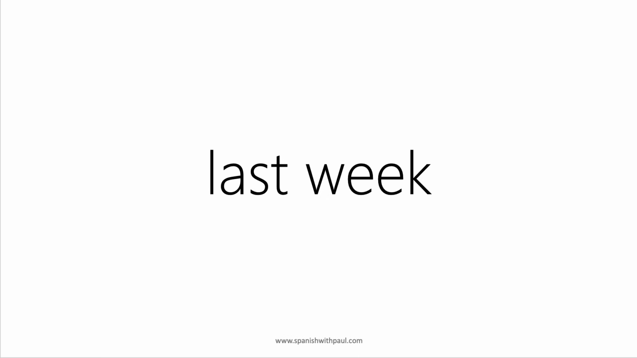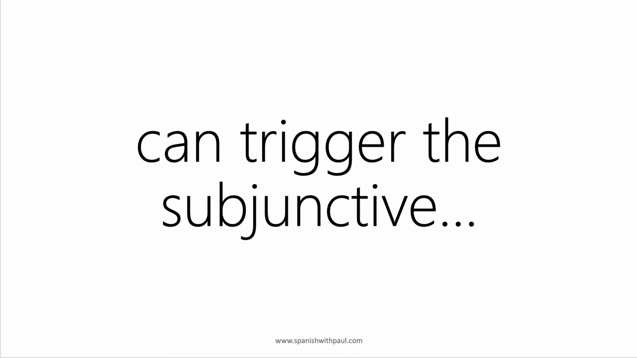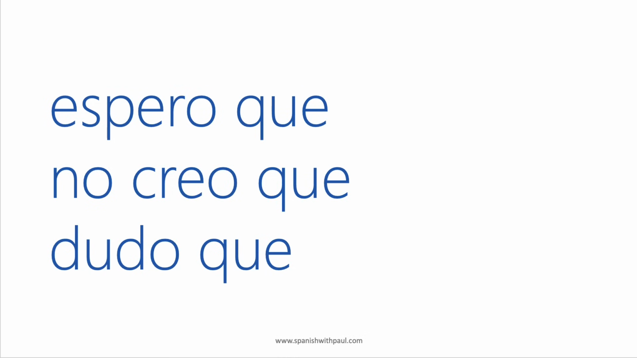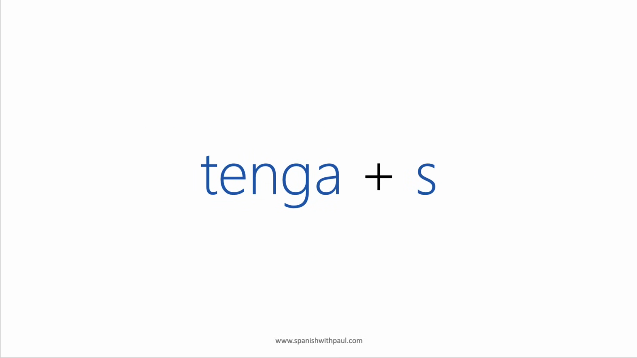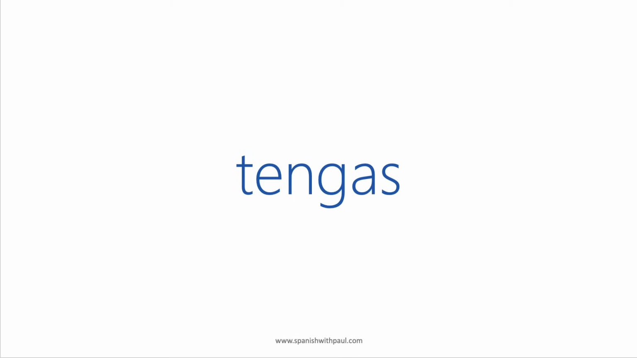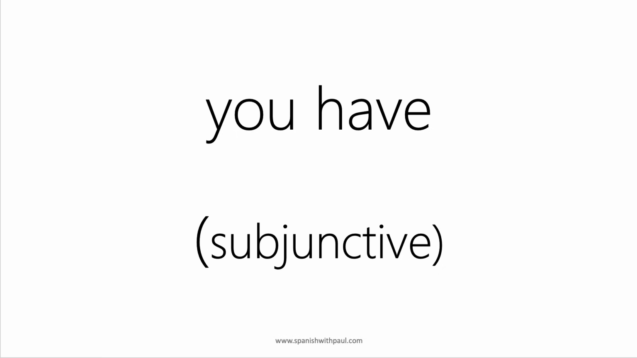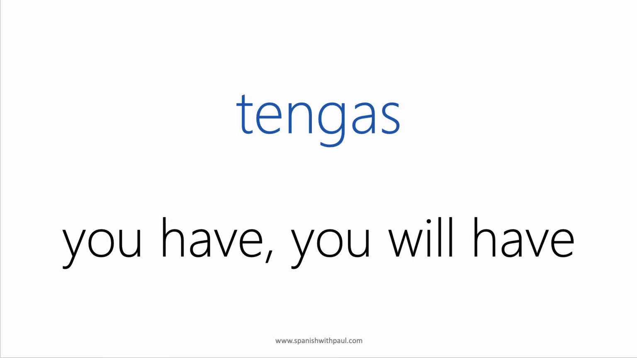Last week, we saw how three phrases can trigger the subjunctive. Those were espero que, no creo que, and dudo que. All three of those phrases lead us into the sound of tenga, which of course stands for I have in the subjunctive. The nice thing is if we simply add an S to that sound, we get tengas. Now, tengas will stand for you have in the subjunctive. And just as before, not only will it cover you have, but also you will have.